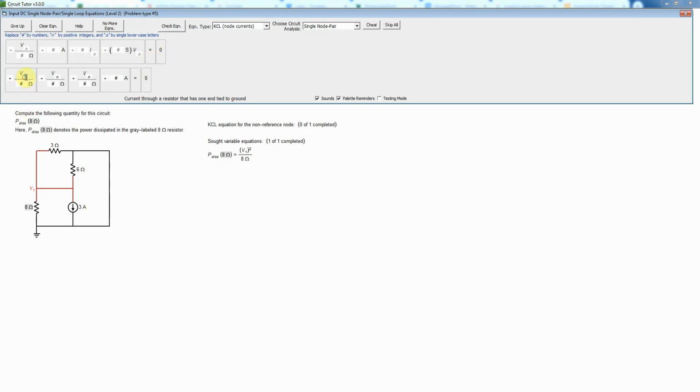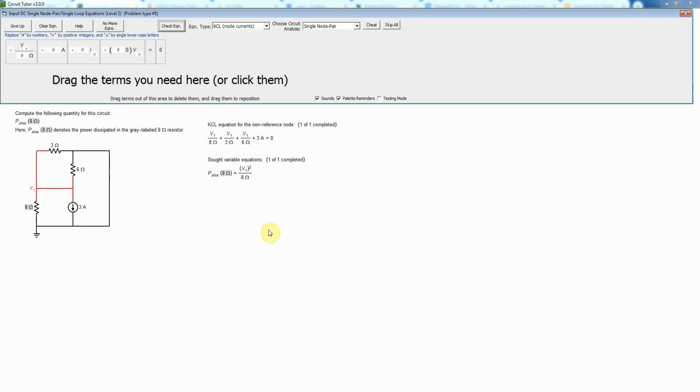All that's equal to 0, and I'll have V1 over 8, and V1 over 3, and V1 over 6 for the current going this way, and this way, and this way, respectively. And then the current going out of node 1 would be 3 amps with a plus sign here, because that current source does in fact leave V1. So if I check that, that is correct. And that's all the equations I need.